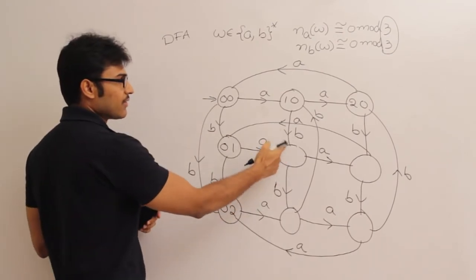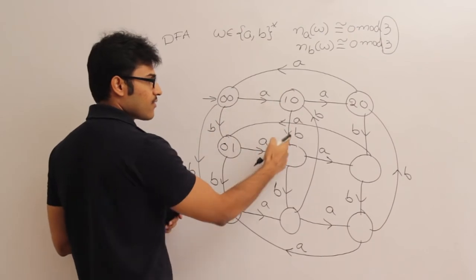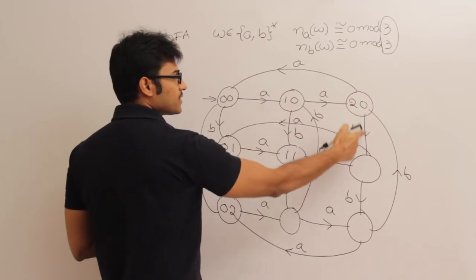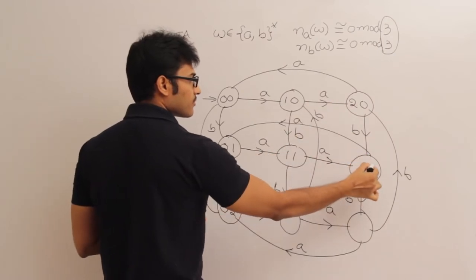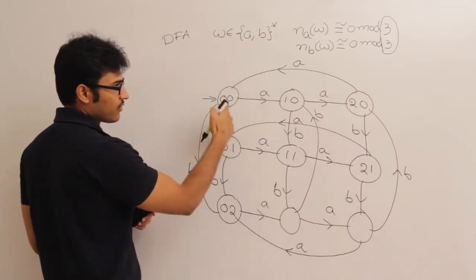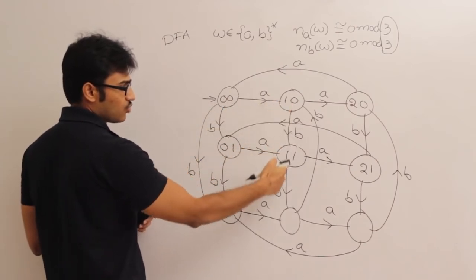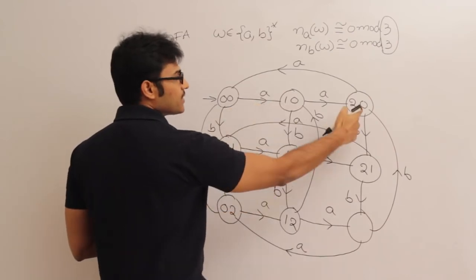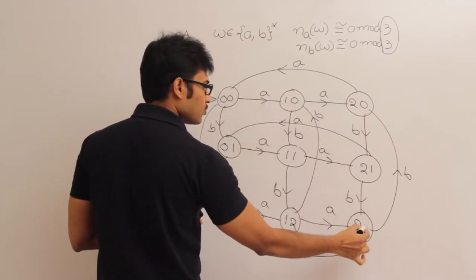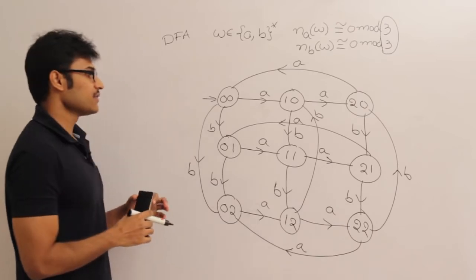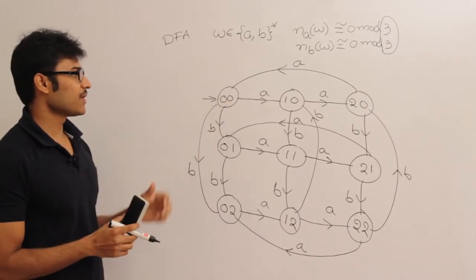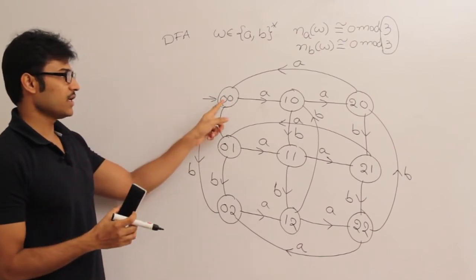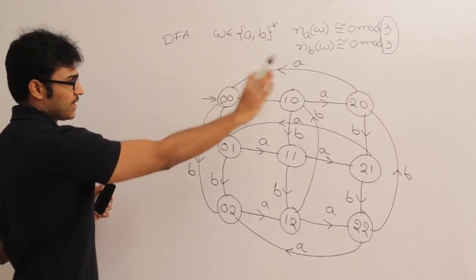And to reach this one, I have to go with 1 A, 1 B. To reach this one, 2 A's, 1 B. To come to this state, 1 A and 2 B's. To reach this one, 2 A's, 2 B's. After writing these numbers, you see these numbers are nothing but the number of A's mod 3 and the number of B's mod 3. You can check it later.